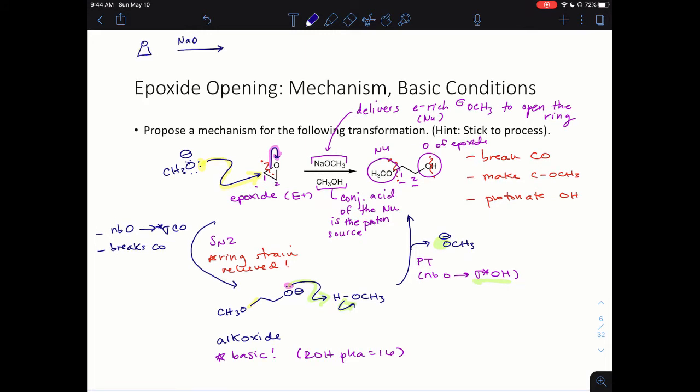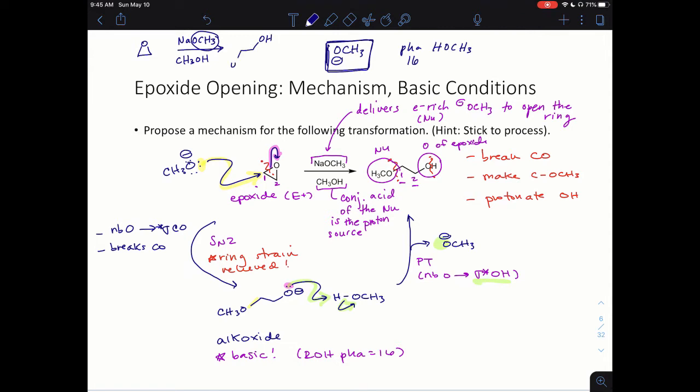This reaction happens under basic conditions. Sodium methoxide is a base. If we want to define what I mean by basic conditions, I mean that the pKa of its conjugate acid, which in this case is the alcohol, is 16. So any nucleophile whose conjugate acid has a pKa of 16 or greater, then we're going to consider this basic conditions. This is a similar metric to what we use to think about strong bases and the E2.